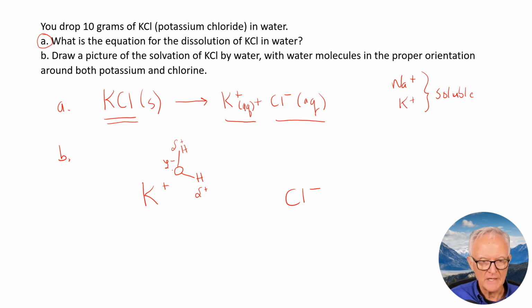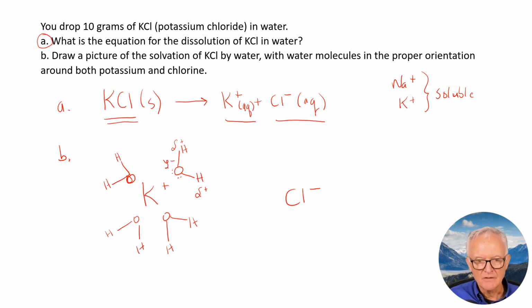I can also add the lone pairs on oxygen here to make it a little more complete. And if I'm going to draw the rest of the solvation of water, I would draw a bunch of waters all the way around potassium, surrounding the potassium, in each case with the oxygen oriented toward the potassium, because the negative pole of water will be pointing toward potassium.